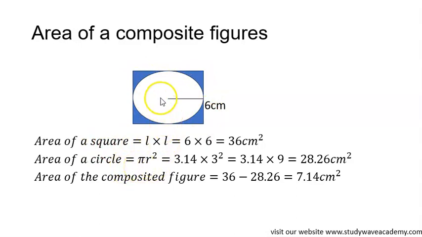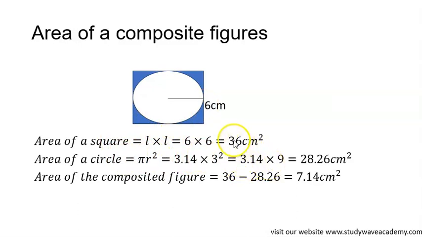If we're looking for the area of the full composite figure, the area of this full figure, it would have been addition, right? The area of the square plus the circle. But now we are just looking for the shaded part. So we are going to subtract the area of the square minus the area of the circle, okay?